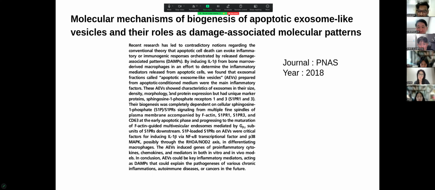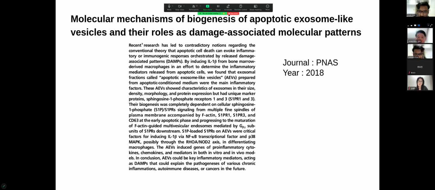The title is Molecular Mechanism of Biogenesis of Apoptotic Exosome-like Vesicles and their role as damage-associated molecular patterns. In this paper, it has been found that when cells are subjected to apoptotic death, they release some exosome-like vesicles, which induce inflammation in the cell.